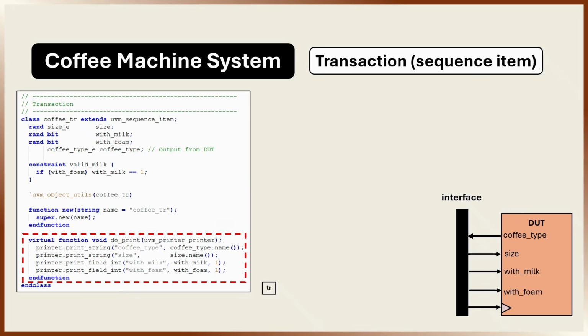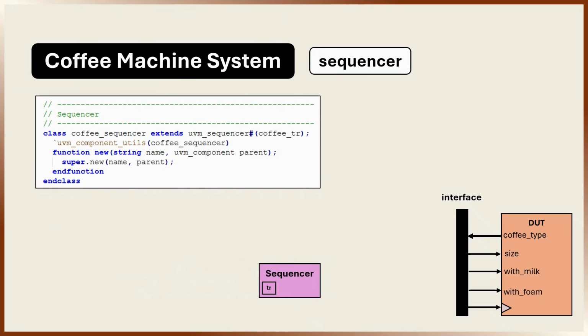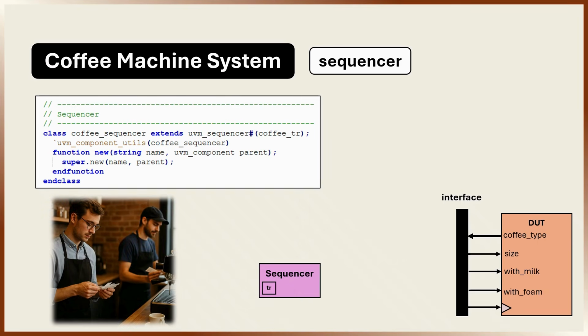The sequencer is the component that manages the flow of transactions to the driver. It doesn't change the data, and it doesn't know anything about the DUT. Its role is to deliver the next coffee order whenever the driver is ready. In our coffee machine analogy, the sequencer behaves like the person organizing the coffee orders and handing them out one at a time to the barista. The sequencer is parameterized with the transaction type, so it knows exactly what kind of objects it will send.